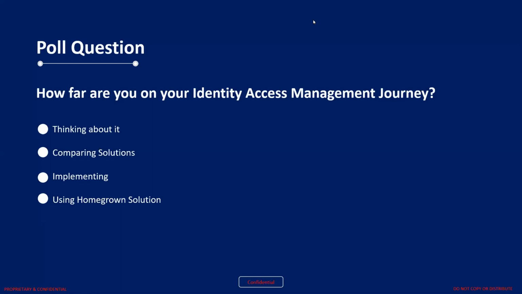Okay, thank you so very much, Chuck. Welcome, everyone. So glad to have you all joining us today. Again, how far are you on your identity and access management journey? We'll take a moment to have you all please enter your current status. It looks like most people are in. Okay, great. From our results, about 22% of you are thinking about an identity and access management solution. Roughly 20% are comparing solutions at this moment. 29% of you are currently implementing. Congratulations. And 29% of you are currently using a homegrown solution. Thank you for participating in our poll.